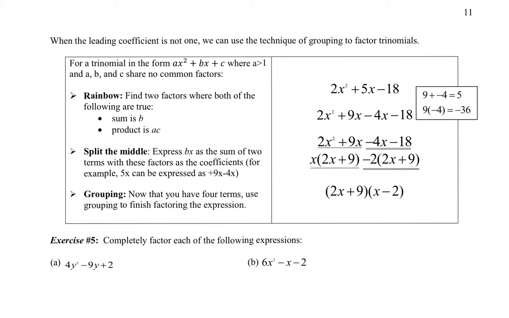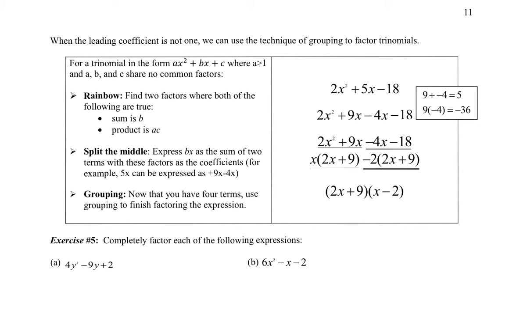So now we're going to look at trinomials where the a value is greater than 1, like we started on that last page. So there's a set process. I have it here. Basically, we can't just go to those two parentheses with the x's in the front because we have to consider that front number. So we have some keywords on the side.